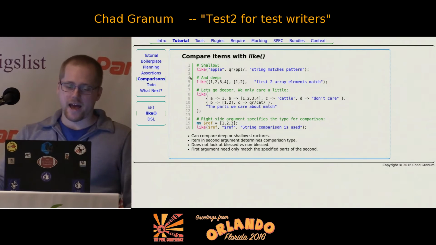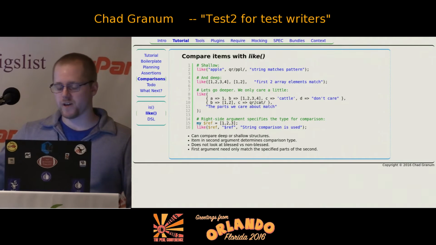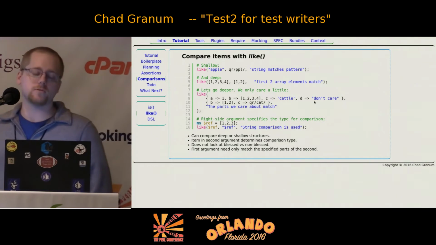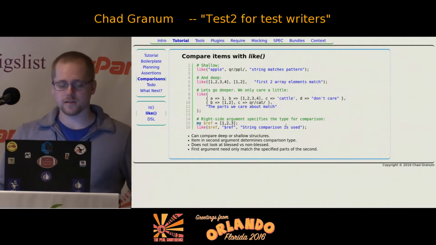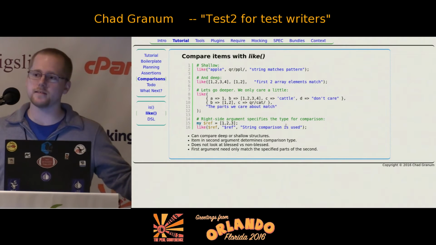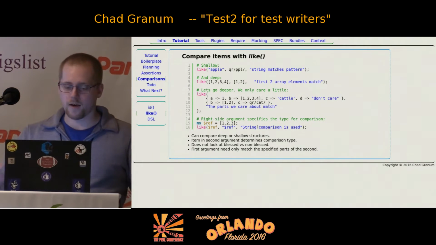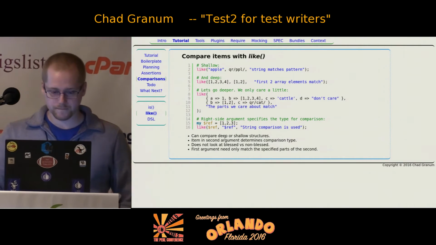Here we're comparing a hash. We don't care about A, so we're not listing it. B, we only care about the first two elements of the array, so we're listing those. C should match the cat regular expression. We don't care what the string actually is, and we also don't care about D. So this lets you do a deep check, but only of the parts you care about. So really, the difference between like and is that like is not strict, is strict. And once again, the right-hand side specifies what the comparison will be.